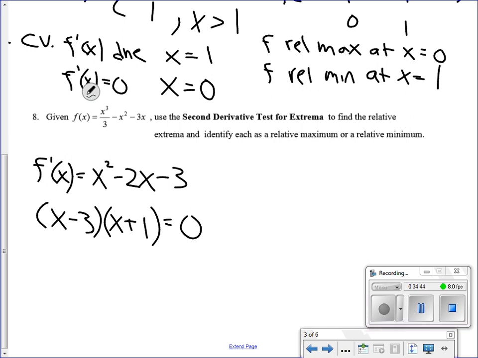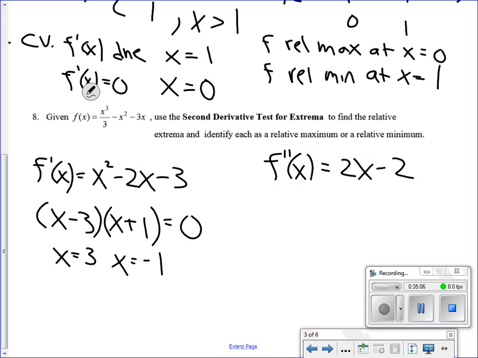And you set each factor to 0, so you get x equals 3, x equals negative 1. So we know that our graph of our function has a horizontal tangent at both 3 and negative 1. We're going to plug each of these into the second derivative. So let's get the second derivative. The second derivative equals 2x minus 2.